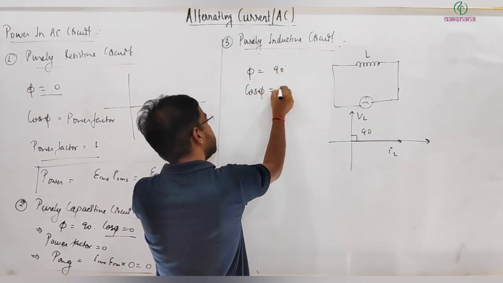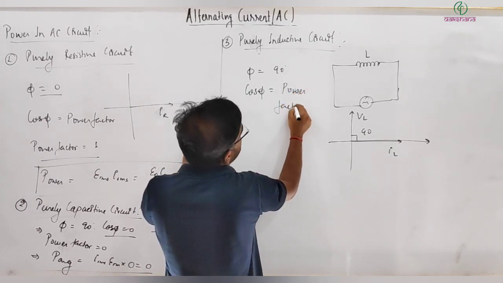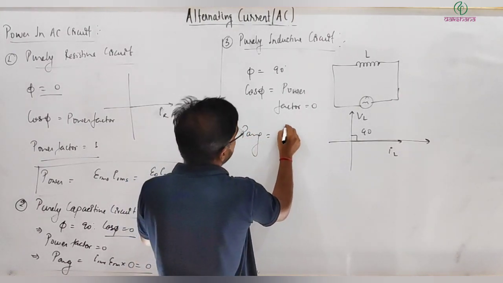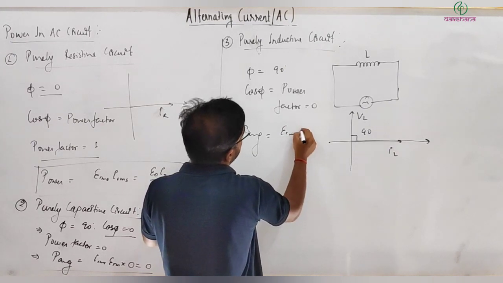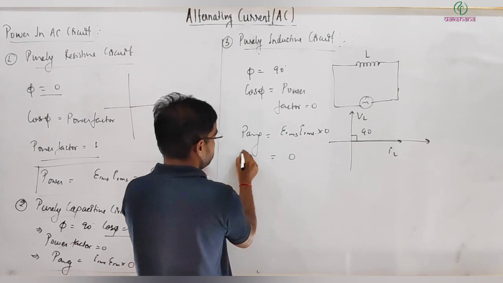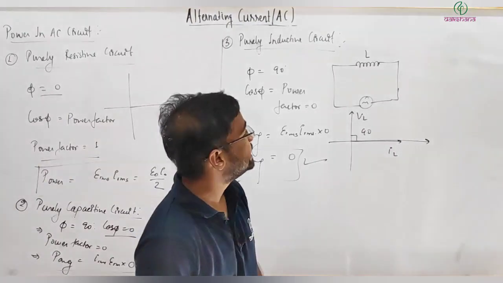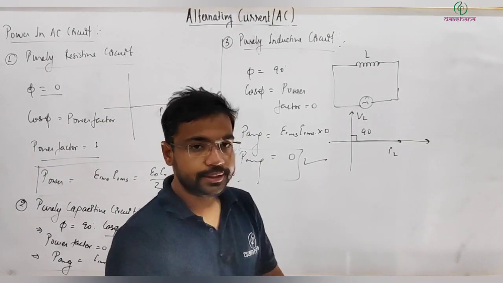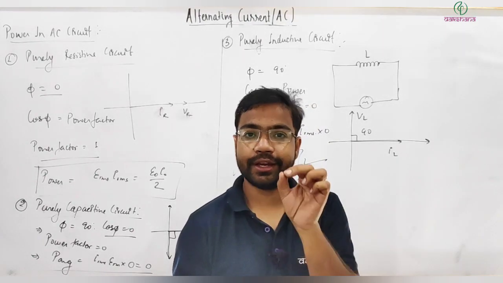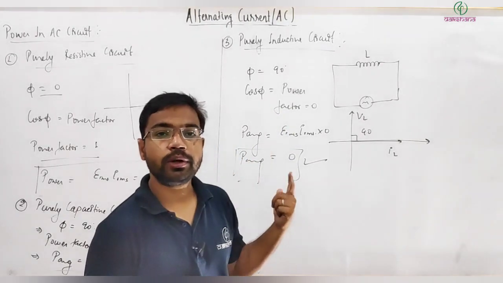That implies cos phi, the power factor, is equal to 0. So the average power consumed is E RMS into I RMS multiplied by 0, and that comes out to be 0. So there is also no average power supplied in the case of a purely inductive circuit. Listen to my words carefully; focus on every word is important, because whatever I am saying here is about average power.